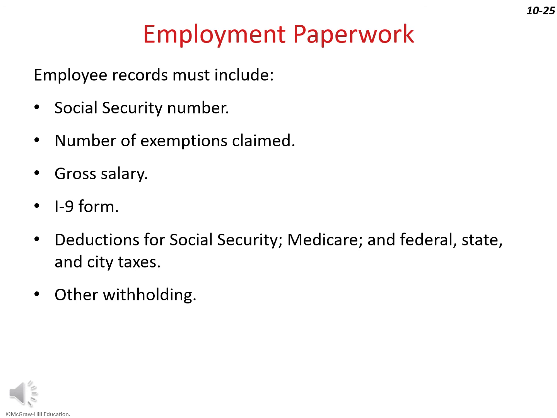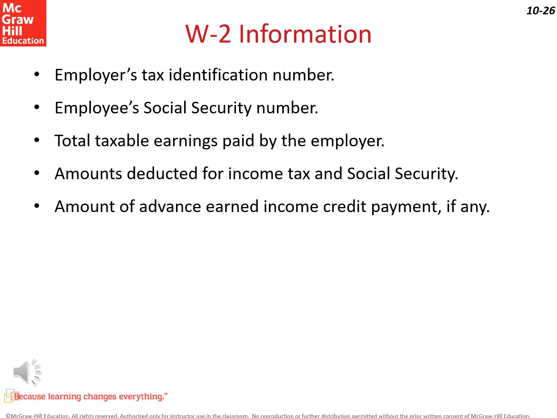Employment paperwork. Employee records must include social security number, number of exemptions claimed as far as taxes, gross salary, I-9 form, deductions for Social Security, Medicare, and federal, state, and city taxes, and other withholdings. Information on the W-2 will be the employer's tax ID number, the employee's Social Security number, taxable earnings paid by the employer, amounts deducted for income tax and Social Security, and an amount of advance earned income credit payment if there are any.